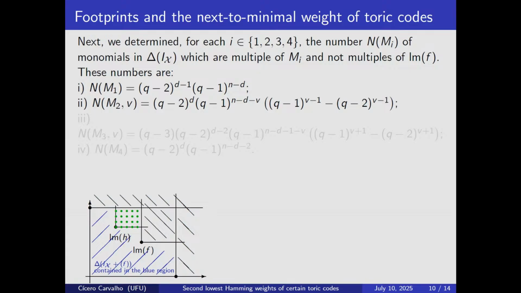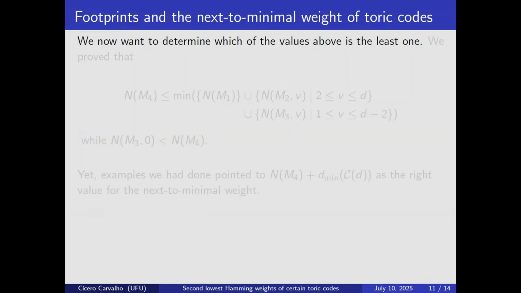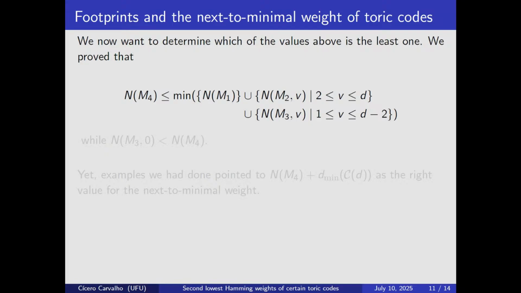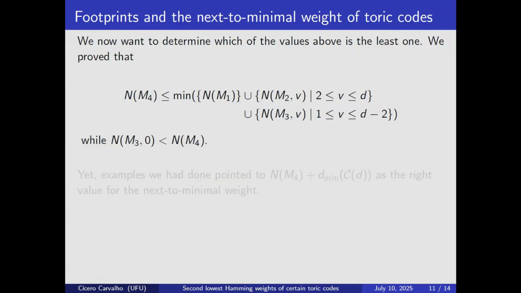So let's say it depends on v. We have this number of multiples for this family. For the third family, M3, we have this number of multiples also depending on v. And for the fourth type, which has xe1, xe2, doesn't matter, the number of multiples is always like this. Okay? So now it's time to count, to decide which of these numbers is the least one. So the sum of these two could provide a lower bound for the second Hamming weight. So we did a calculation, we found that M4 is less than all the other numbers except for M3 with v equals 0, which is the least one.